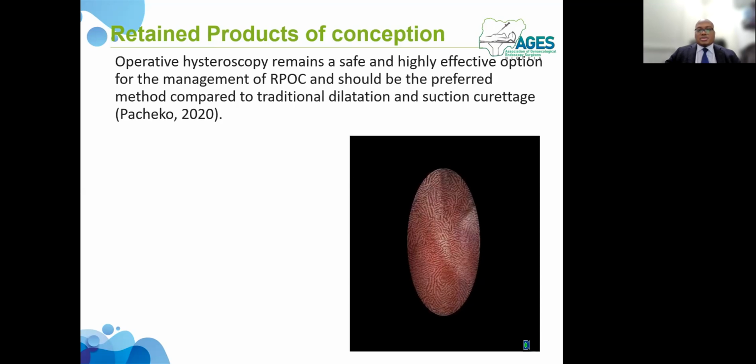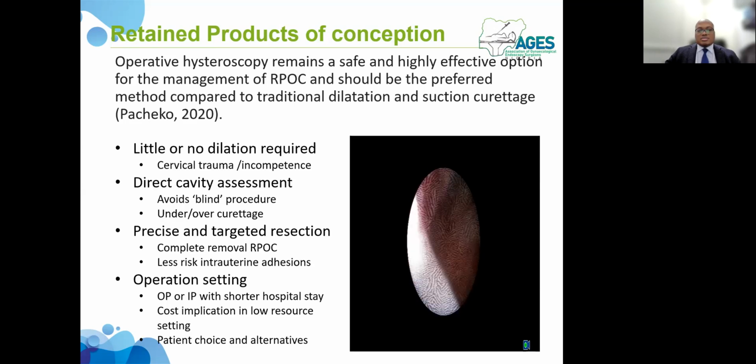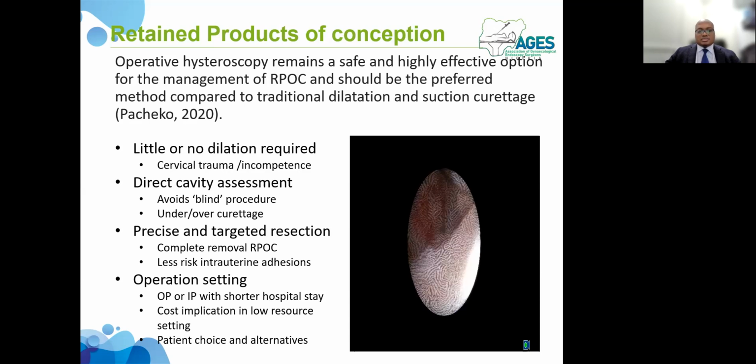Operative hysteroscopy remains a safe and highly effective option for management of retained product of conception as compared to traditional dilatation and curettage. The reason being that most times there's little or no need for dilatation, therefore reducing the risk of cervical trauma or incompetence, which may lead to miscarriages, preterm labor, and preterm birth.